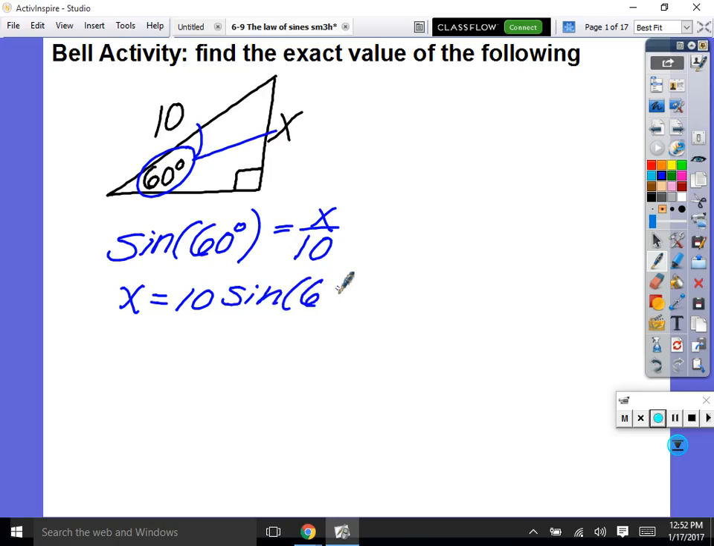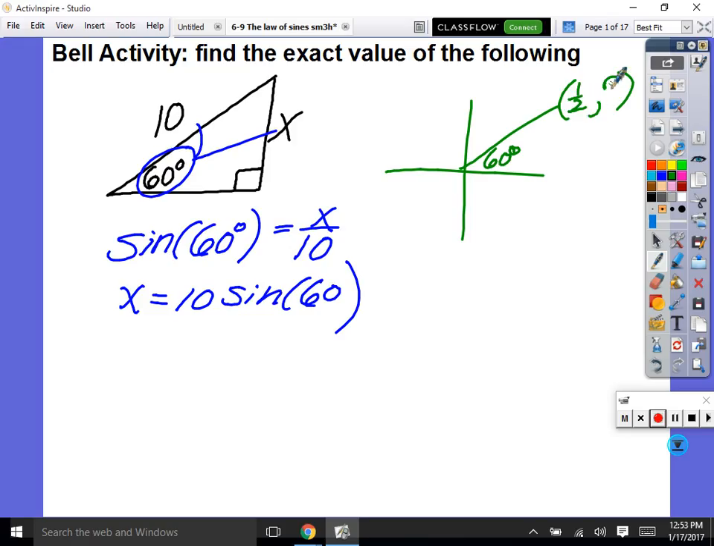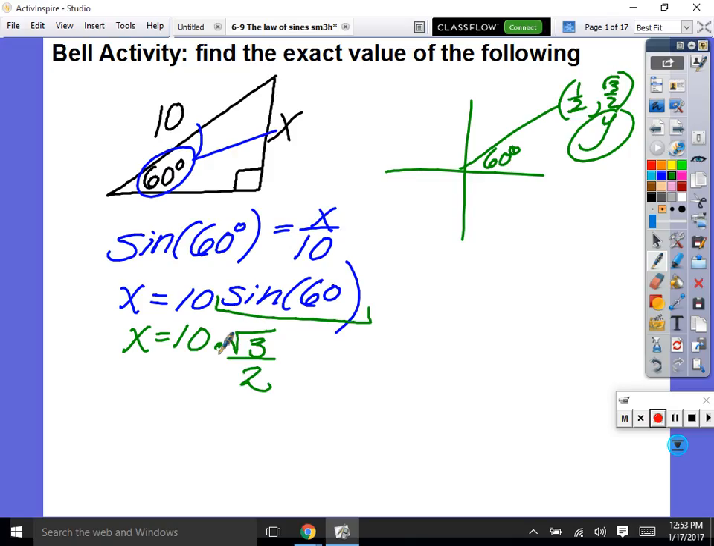Now, a lot of us thought at this point, let's just type it into our calculator. However, that's only an acceptable thing to do really in secondary math 2. In secondary 3, we learned the unit circle. We know that 60 degrees has an xy point, right? Which is 1/2, root 3 over 2. So sine is y, correct? So we know, because this is a special right triangle, that the exact value of sine of 60 is square root of 3 over 2. So sine of 60 is root 3 over 2.